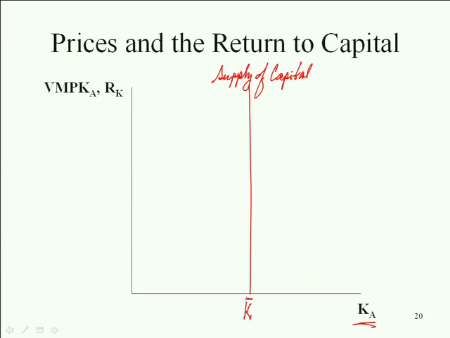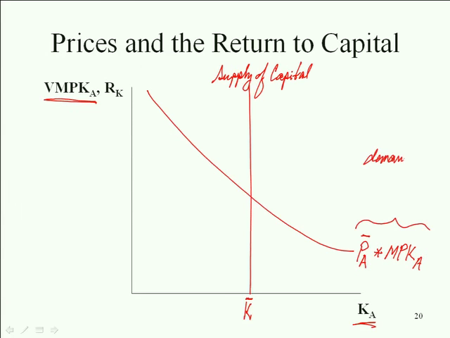Now we want to think about what the value of the marginal product of capital is. Well, once again, we know that we're starting with a fixed price of automobiles, and we have diminishing marginal returns to capital in the auto industry. So the value of the marginal product of capital will also be downward sloping. Here is our demand for capital in the auto industry.